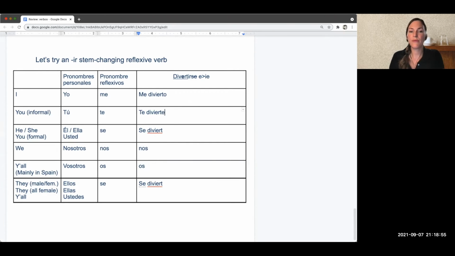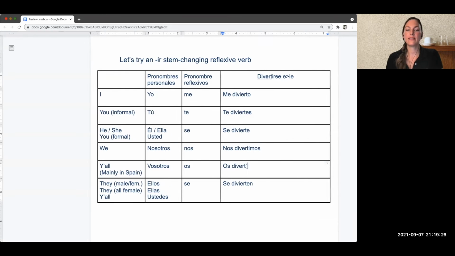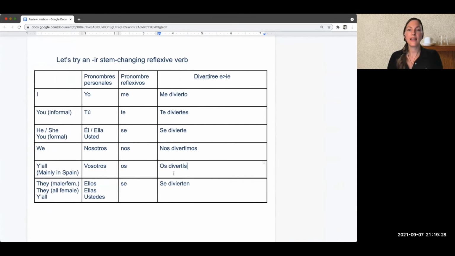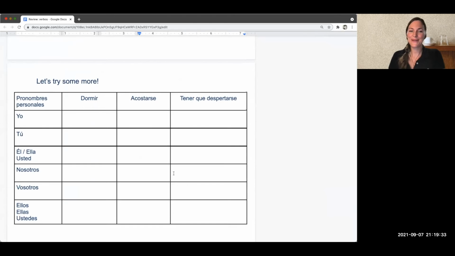And for tú, we want an S. For él, ella, usted, just an E. S, en. Now, for these ones, we don't have a stem change. So that means we keep divert, not diviert, but divert. Now, imos. Os divertís. Ta-da! You want to try some more?